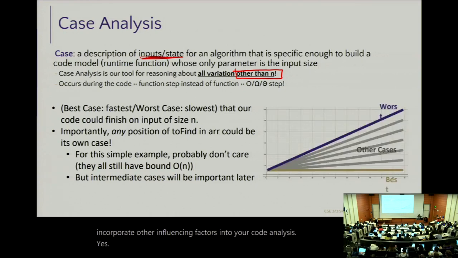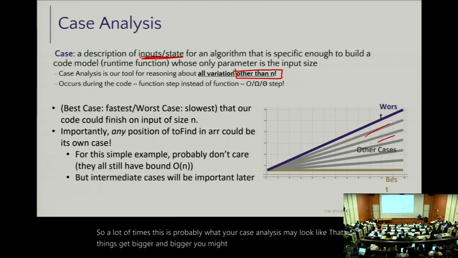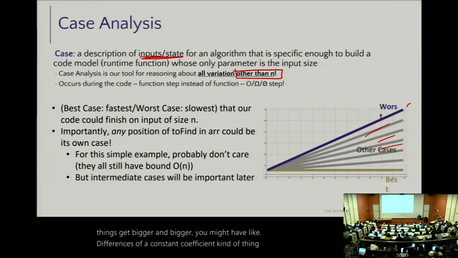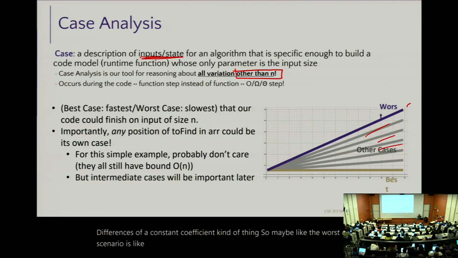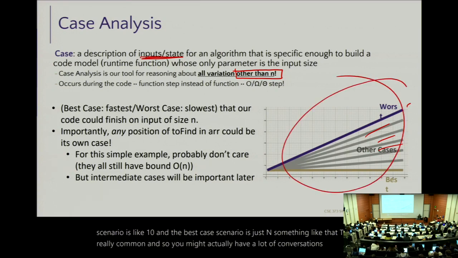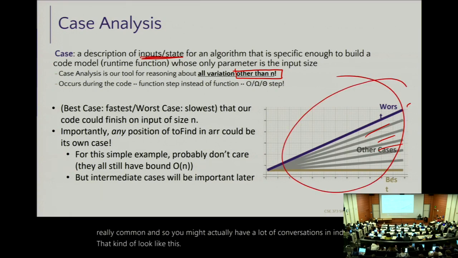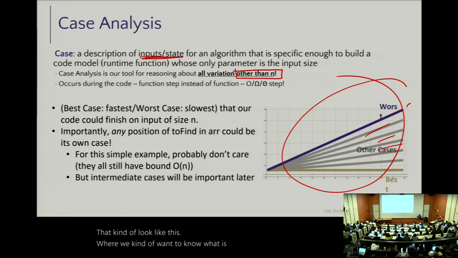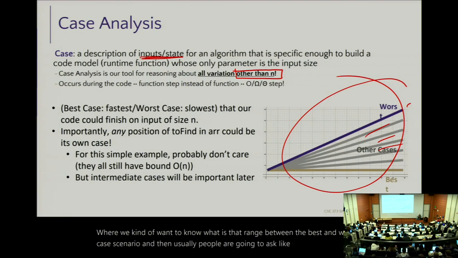So a lot of times this is probably what your case analysis may look like. That as things get bigger and bigger, you might have differences of a coefficient kind of thing. So maybe the worst case scenario is like 10n and the best case scenario is just n, something like that. This is really common. And so you might actually have a lot of conversations in industry that look like this, where we want to know what is that range like between the best and worst case scenario. And then usually people are going to ask, how common is the best case? How common is the worst case?